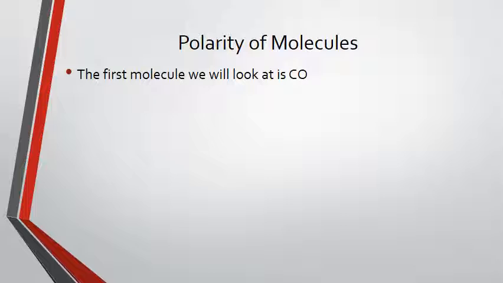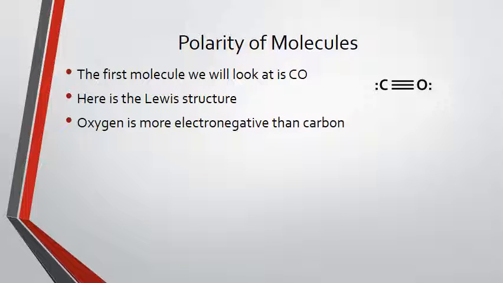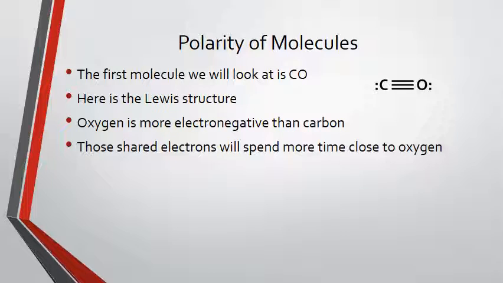The first molecule, carbon monoxide. So for all these examples, we start with the Lewis structure. A couple videos ago, we talked about how to draw Lewis structures. Make sure you use those steps and get the correct structure. There it is for carbon monoxide. Now, oxygen is more electronegative than carbon. You look at the periodic table, elements closer to fluorine are more electronegative, elements further away are less.